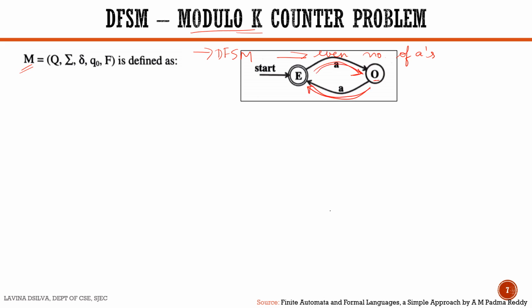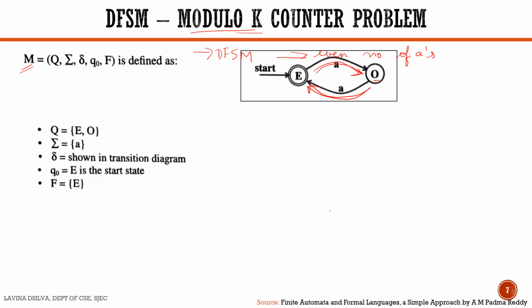Therefore, Q stands for the states in the DFSM, which is two states, even state and odd state. Sigma is the input alphabet. We have only one alphabet, A. Delta stands for all the transitions. If we are to write a list of transitions, then we had two transitions: on state E, if we give an A, it goes to the odd state, and on the odd state, if we give an A, then we go to the even state.